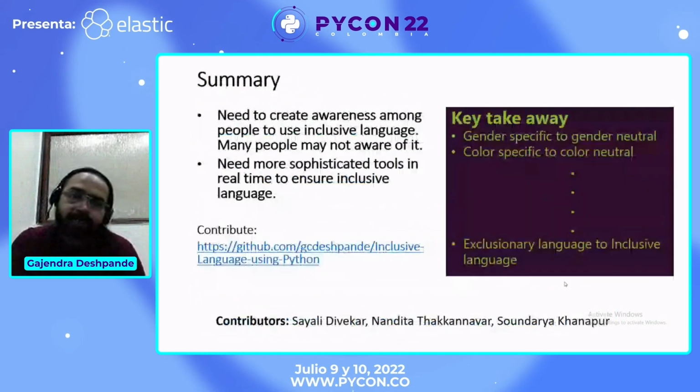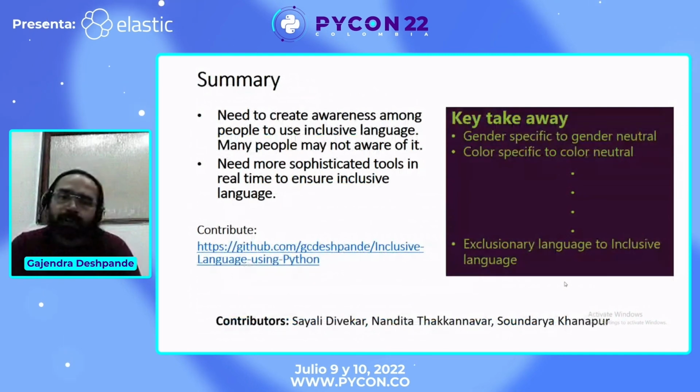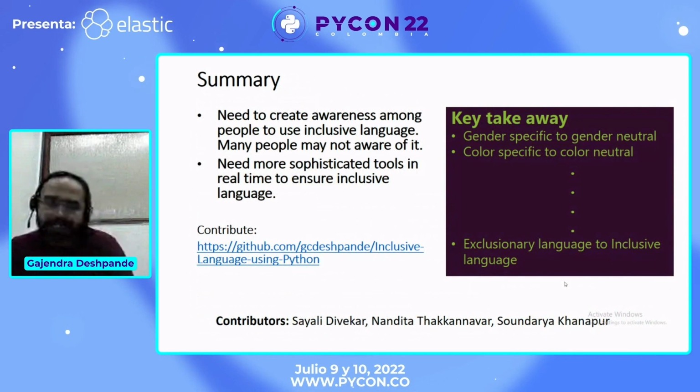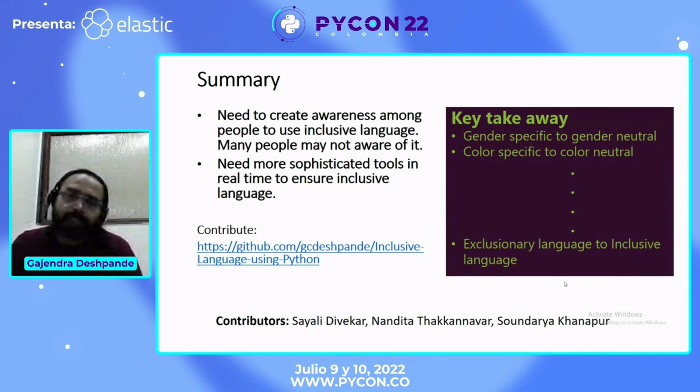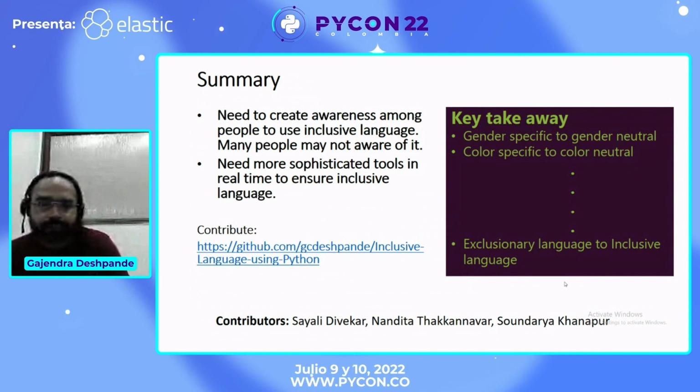Then finally, the summary is that we need to create awareness among people regarding how to use inclusive language. Many people may not be aware of it. So the best thing we can do is include it at the school level, and when we accept assignments from students, we can also check for inclusiveness. Just like how we check for plagiarism, we can also check for inclusiveness. So that will create more awareness.